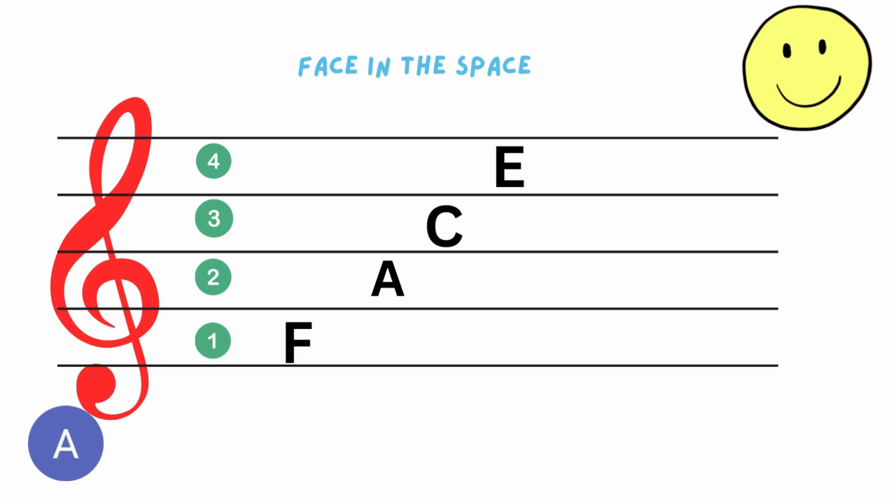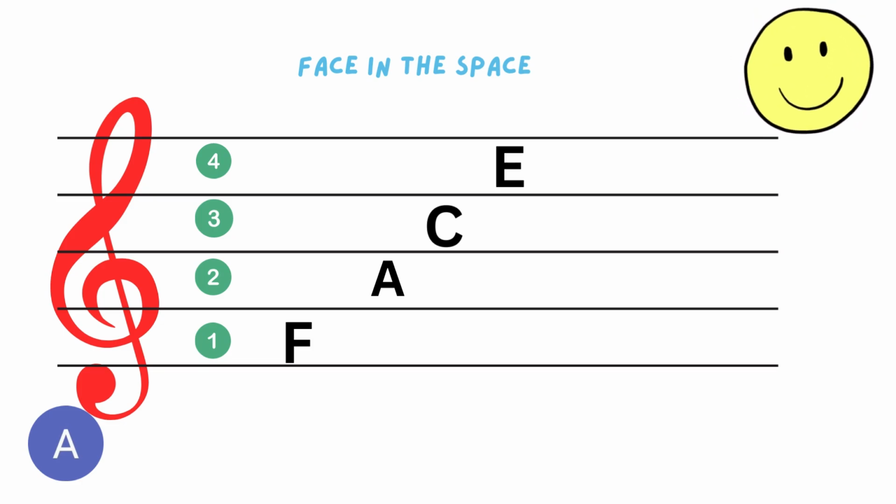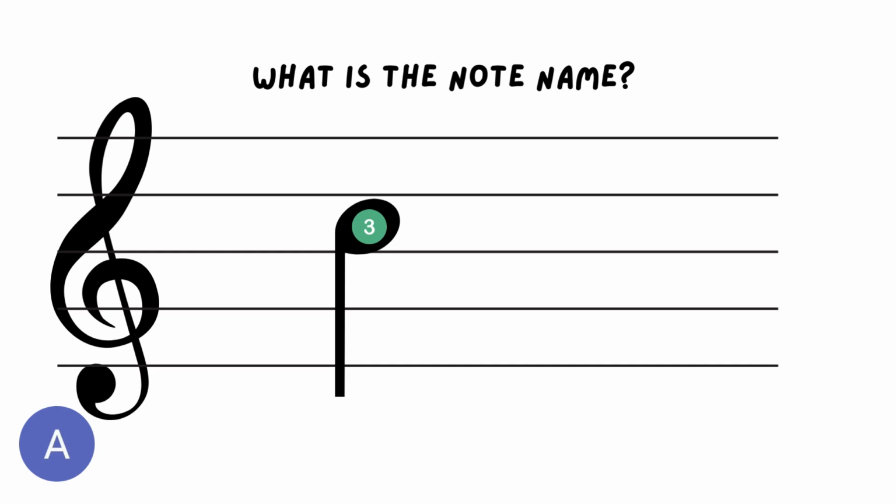So now, if we go in order from 1 to 4, what does that spell out? It spells out FACE. So this is how we know what the note names are in the spaces of the treble clef. Now it's your turn. Take a few seconds and figure out which note this is. Now I gave you a little hint. It's on the third space. And if we remember, FACE is the space.